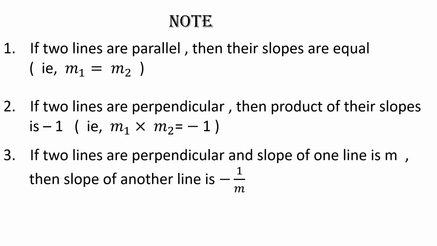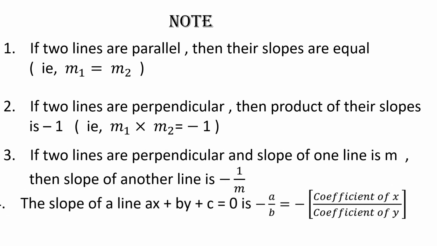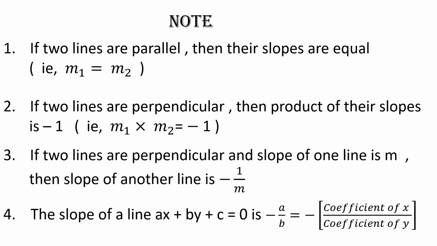The slope of a line which is perpendicular to the line having slope M is -1 by M. The slope of a line AX plus BY plus C equal to 0 is minus A by B, that is, minus of coefficient of X upon coefficient of Y. And these concepts are very much useful to learn tangents and normals.